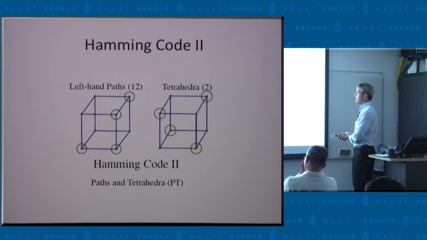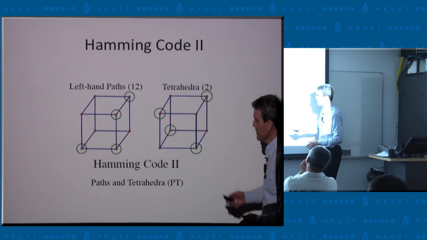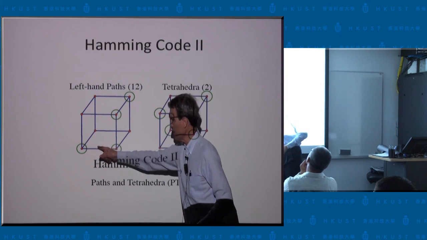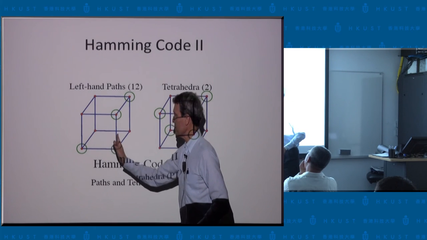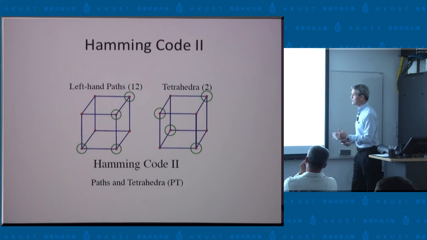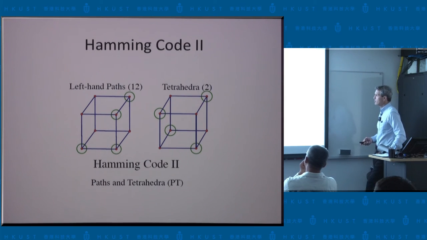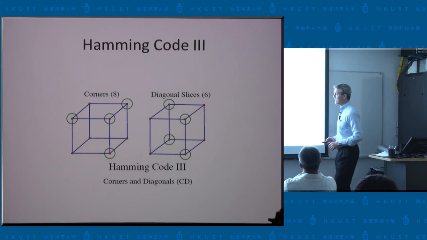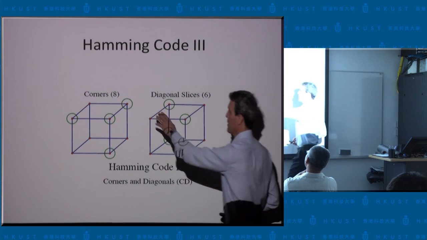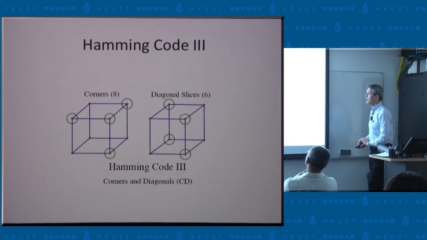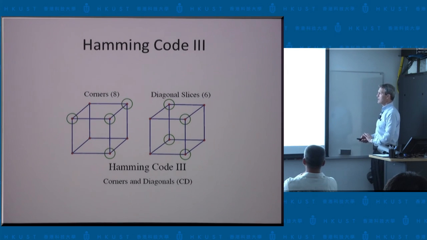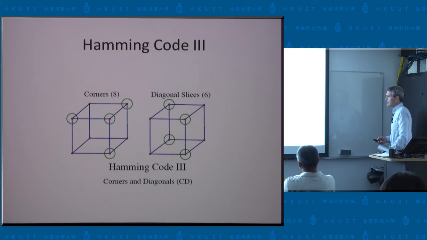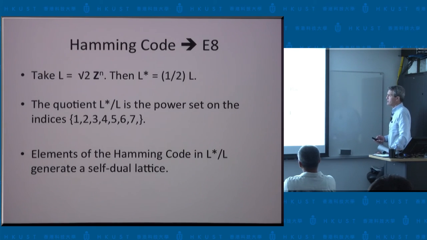But there are other ways to make the Hamming code on the cube. We could take the 2 tetrahedra together with what I call left-hand paths. You go along here and then up there, and you're going along this face, and then you turn left to get to the other vertex. There are 12 left-hand paths and 2 tetrahedra, and they also make a Hamming code. Or we could take corners and diagonals. Again we take the diagonals, but then we add the 8 corners. You take one corner and the 3 adjacent vertices, call that a corner, and you get, again, 14 sets that will make a Hamming code. So there are lots of ways to realize the Hamming code in terms of the geometry of a cube.